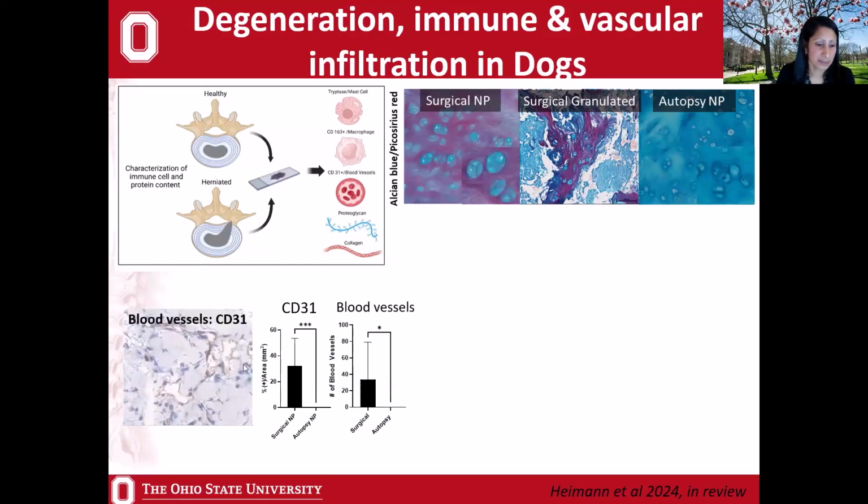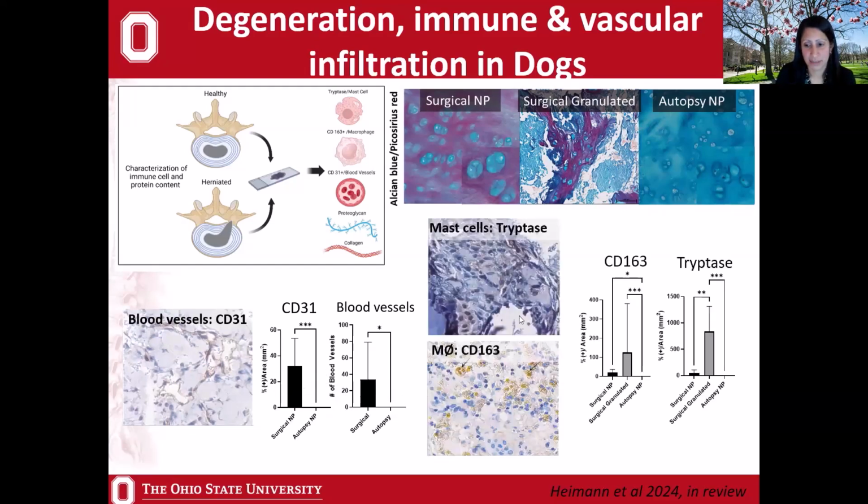We quantified the blood vessels within the tissue and expression of CD31, which is an endothelial marker, and we saw increased expression in the dogs with back pain versus the healthy controls. We looked at immune cells and also saw increases in mast cells and macrophages in the surgical specimens versus the autopsy control.